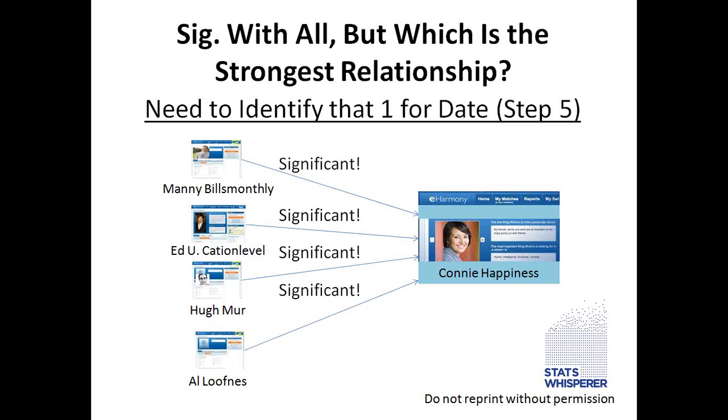So if we look at this as dating again, the poor dater would find out that she had a significant relationship with each of these potential suitors. Each of these 4 suitors, she realizes, I have a significant relationship with all 4, but I need to identify which one I have the strongest relationship with, so she can go out on a date. So that's going to be step 5 for her also.